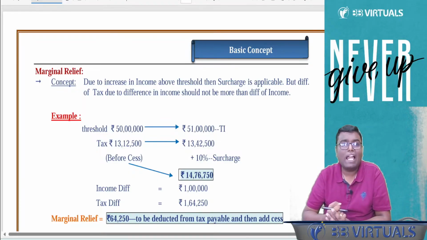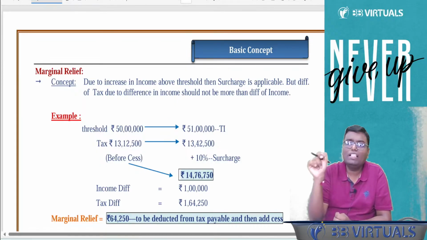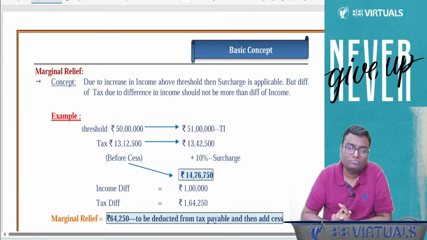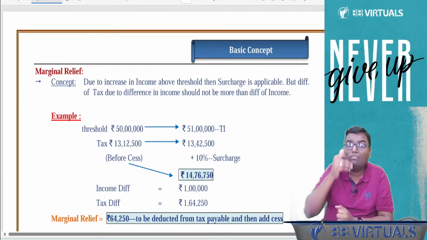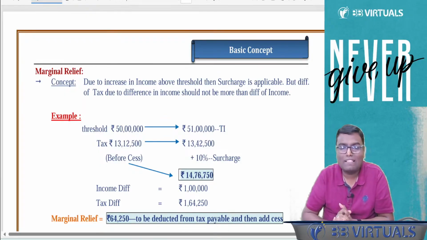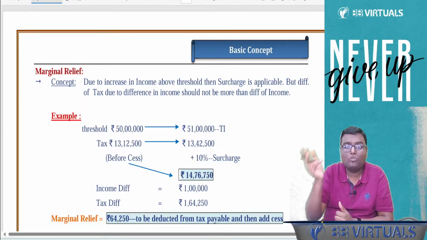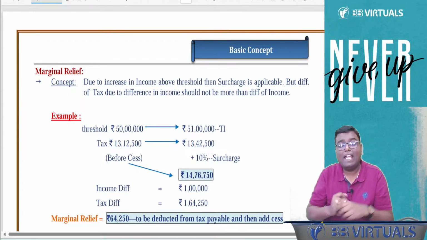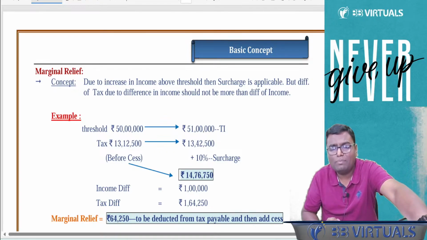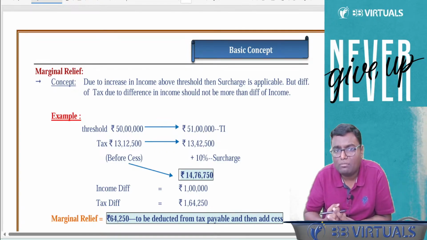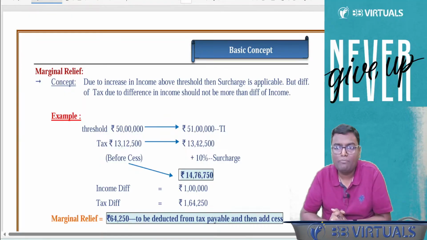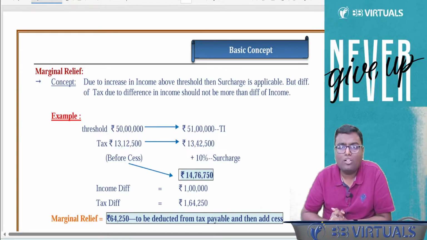For a firm, LLP, local authority, more than 1 crore, 12%. Cooperative society and domestic company, more than 1 crore, up to 10 crore, 7%. More than 10 crore, 12%. And if you are a foreign company, 12%. Can I say if you are a foreign company, more than 1 crore up to 10 crore, 2%, more than 10 crore, 5%.